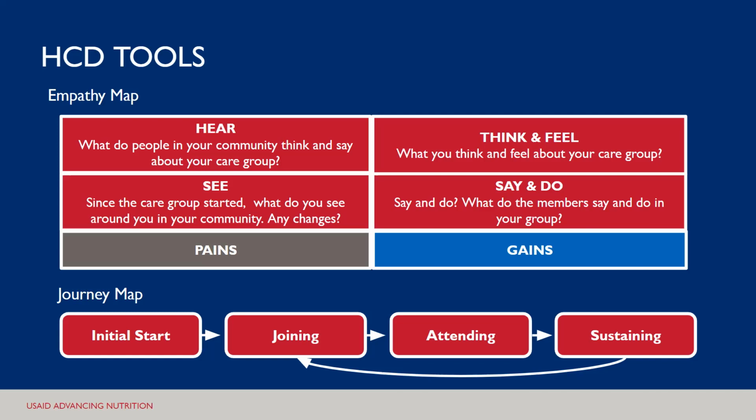And then at the top, you can see an empathy map, which captures what participants hear, see, think, feel, say, and do related to care groups, with a particular focus on challenges and opportunities at the bottom, which you can see as pains and gains. Participants also validated findings on their perspectives of what makes a quality care group, and I'll pass to Pamela to share more about what we learned in Zimbabwe.